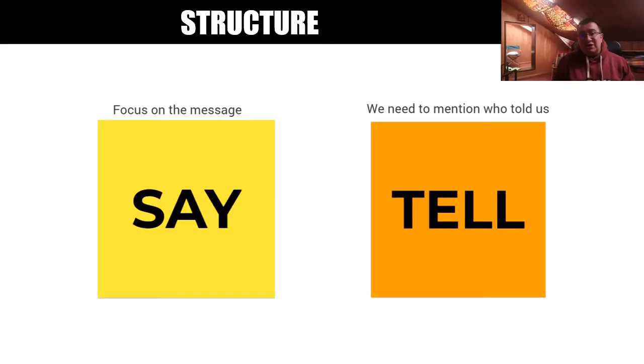So when to use say or tell? It all depends on what you want to focus on. If you want to focus on the message, you're going to use say, or in this case, the past, said. If you want to focus on the person who received the message, whether it's you or another person, it's better to use this one right here, tell.